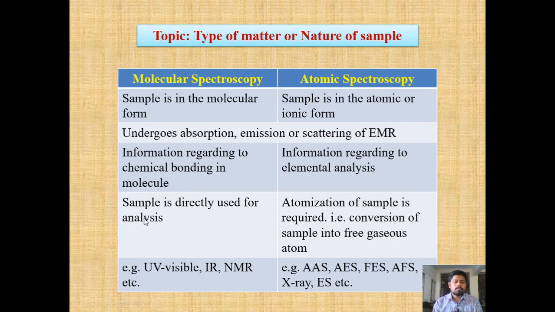Next point, in molecular spectroscopy, samples are utilized directly for the analysis, but in case of atomic spectroscopy, first you must atomize the sample. That means your sample is converted into free gaseous atoms. This process is known as atomization of the sample. Okay, conversion of sample into free gaseous atoms is called atomization of a sample.